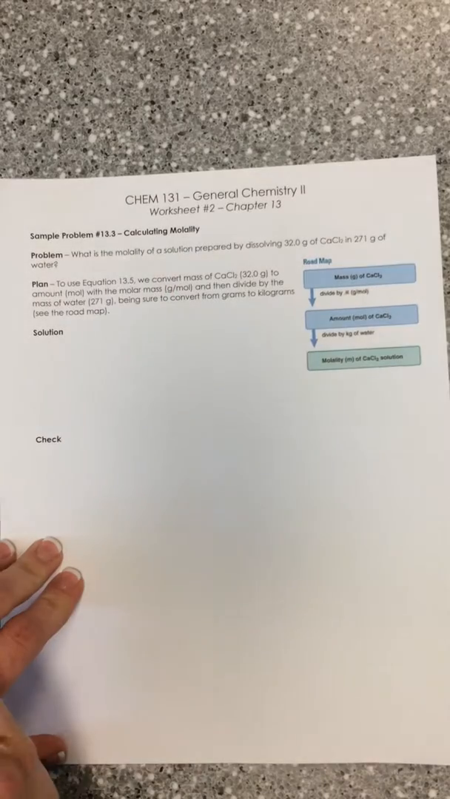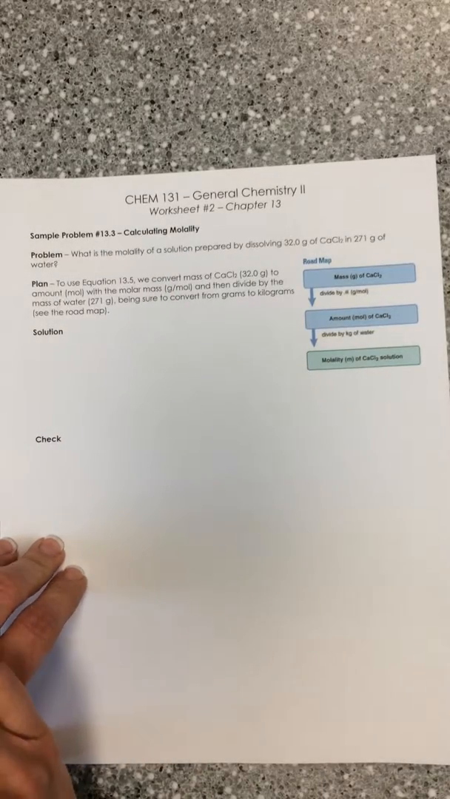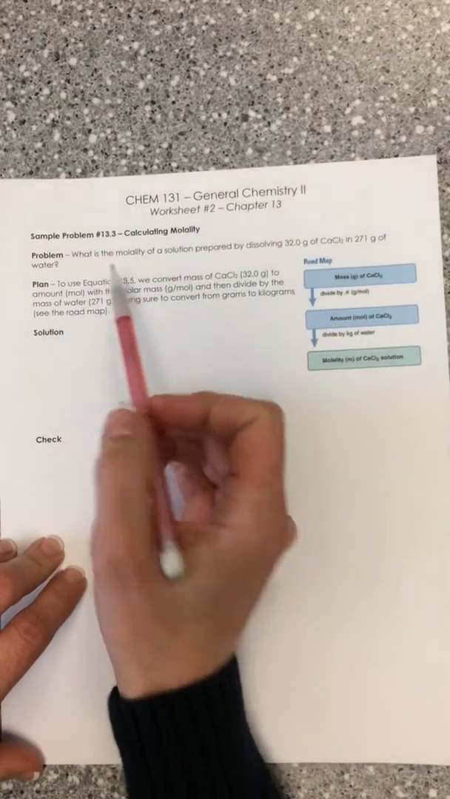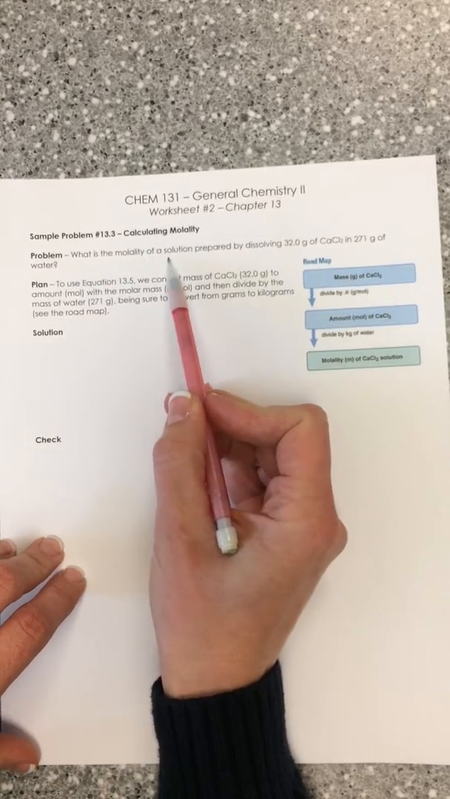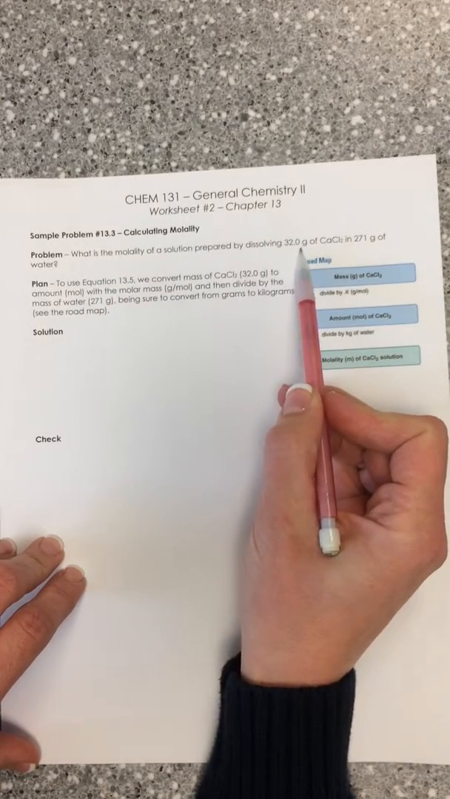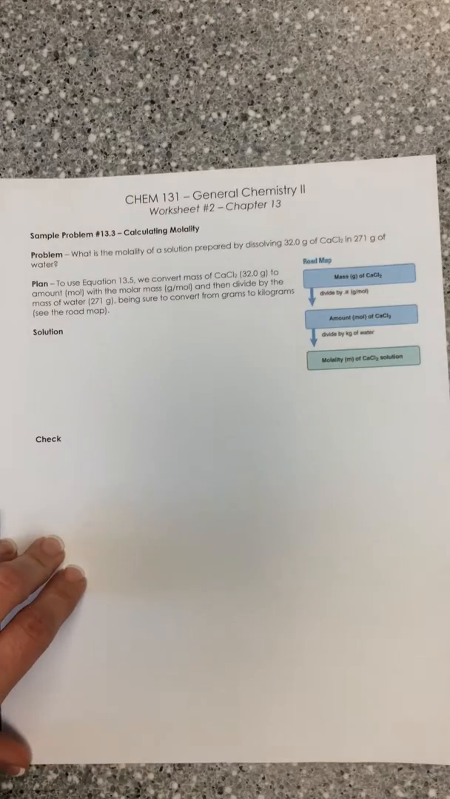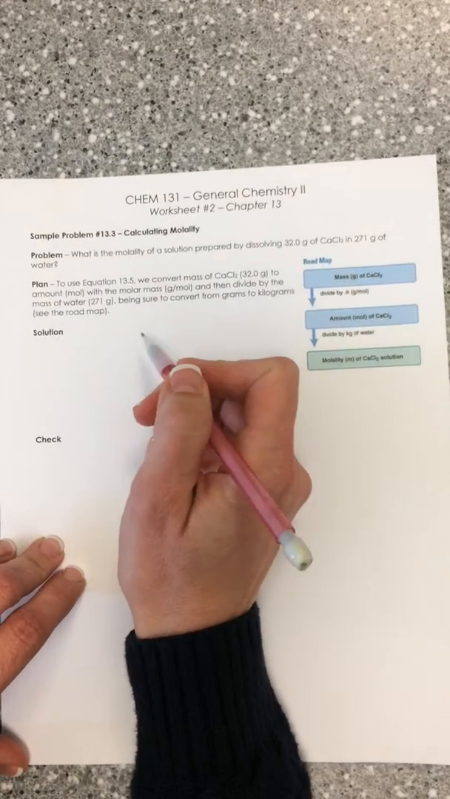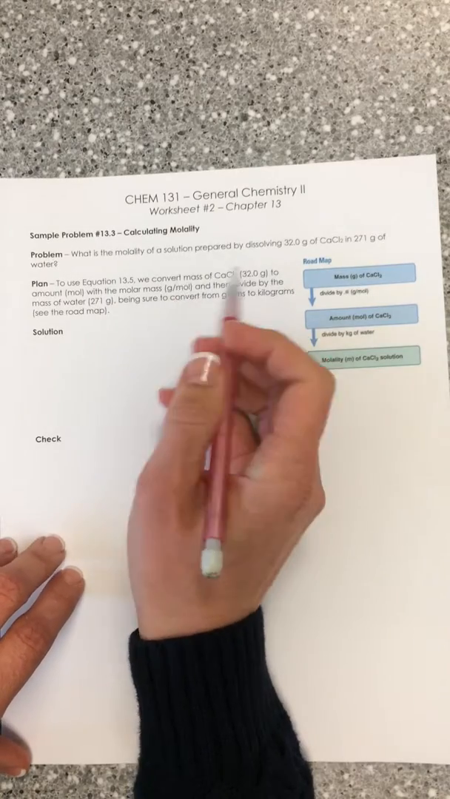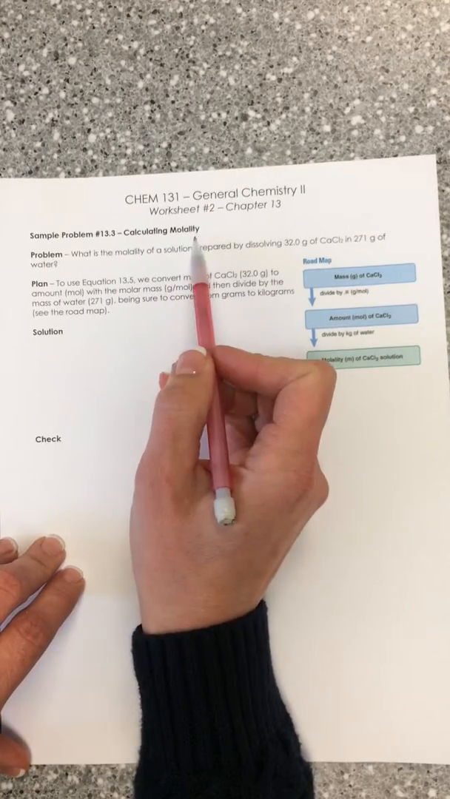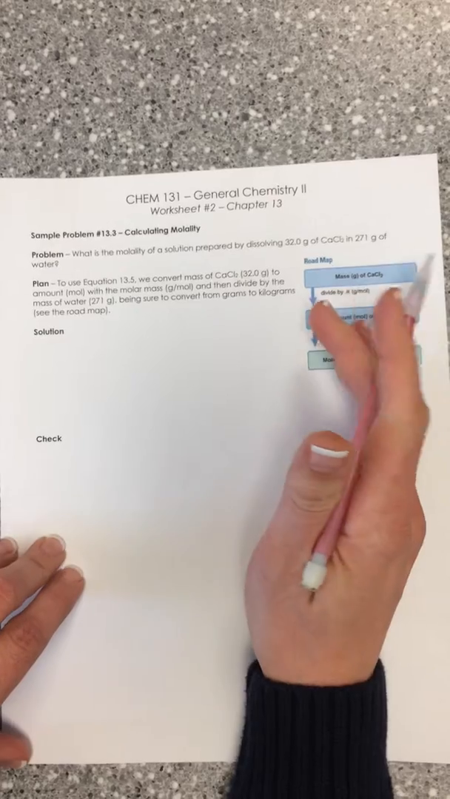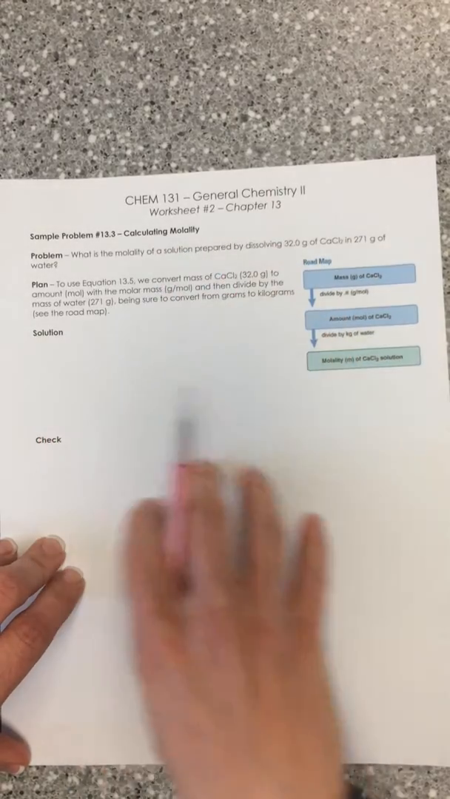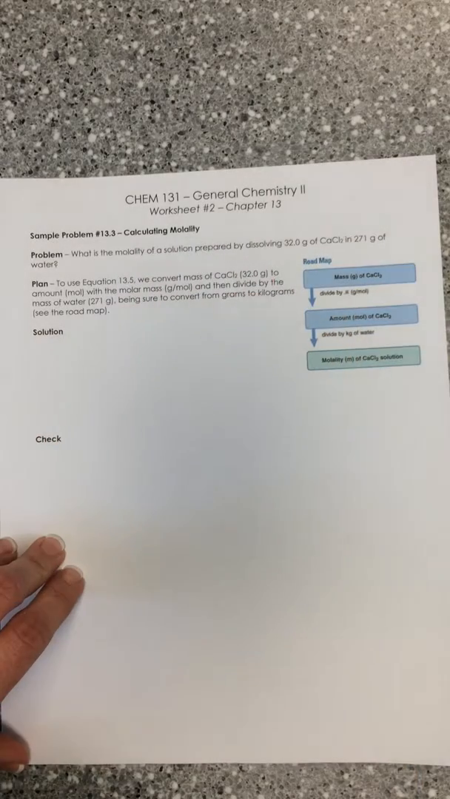So sample problem 13.3 is pretty straightforward, dealing with molality. It asks what the molality of a solution is made by dissolving 32 grams of calcium chloride in 271 grams of water. We're given just some information, then we need to calculate molality. Some problems that get a little bit more challenging later are ones where you have to interconvert between different concentrations. We'll deal with those in problem 13.5.